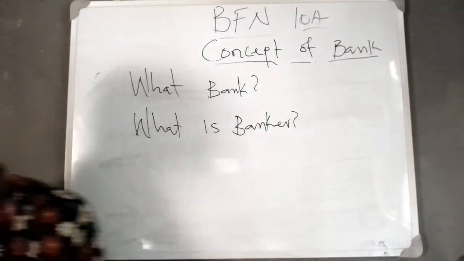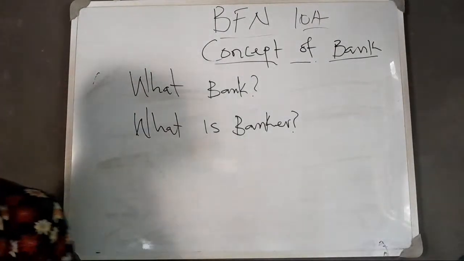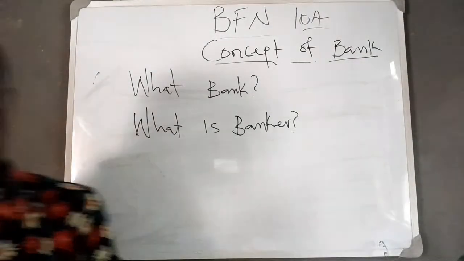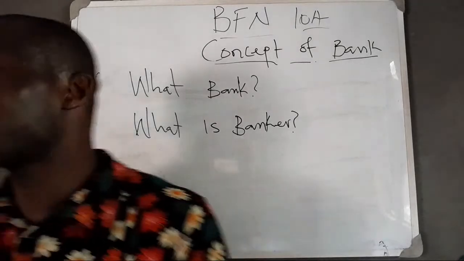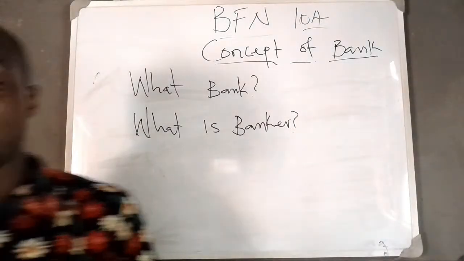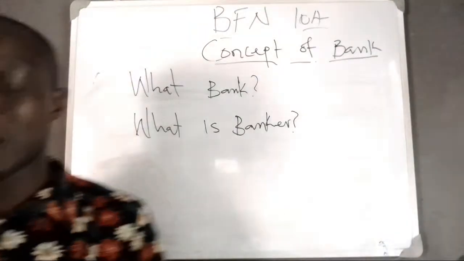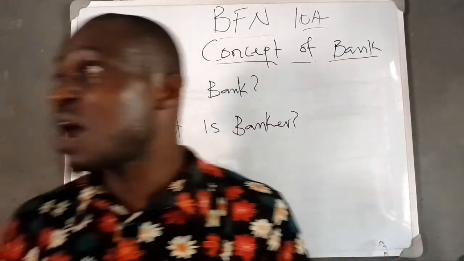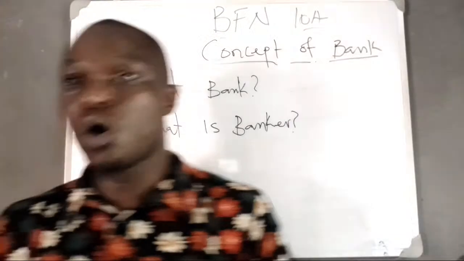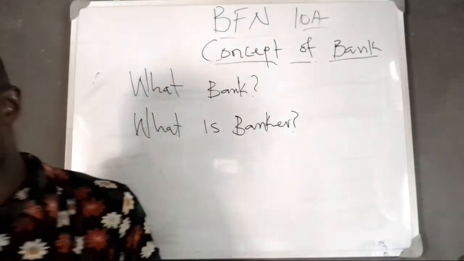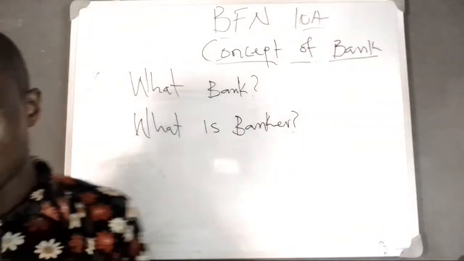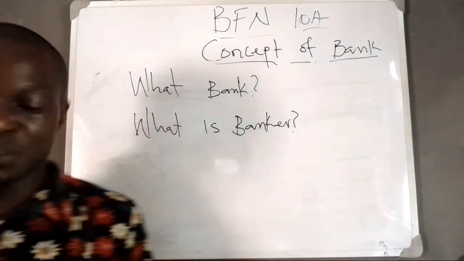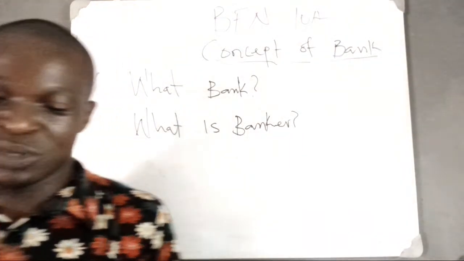Now, let's look at the departments in the bank. What are the departments that are very peculiar to banks to enable them achieve their objective? We have the credit department. In every bank, there must always be a credit department. We have the legal department, which is very much involved in the laws or anything that has to do with law. Head office administration, and we have the inspection department.